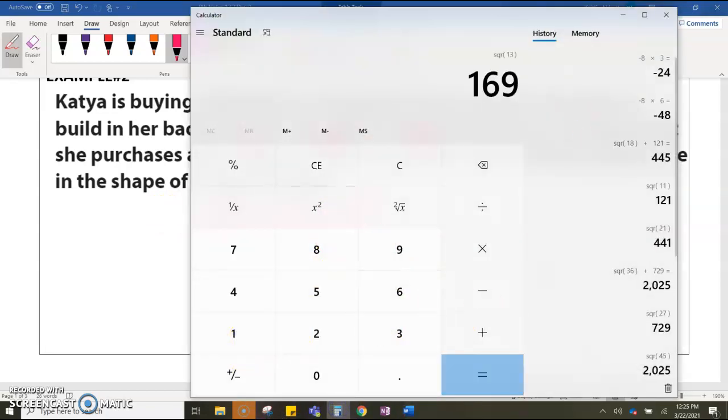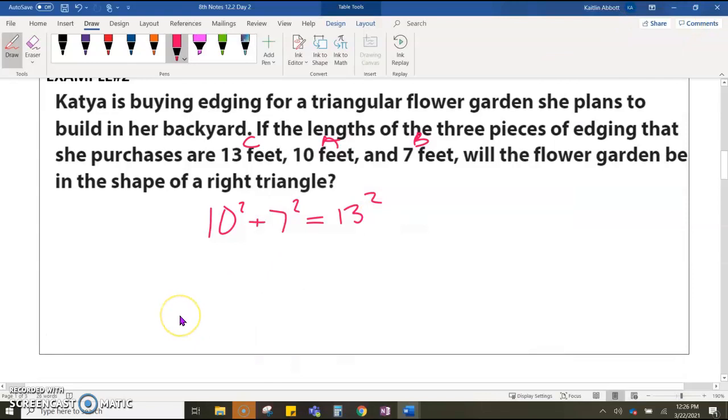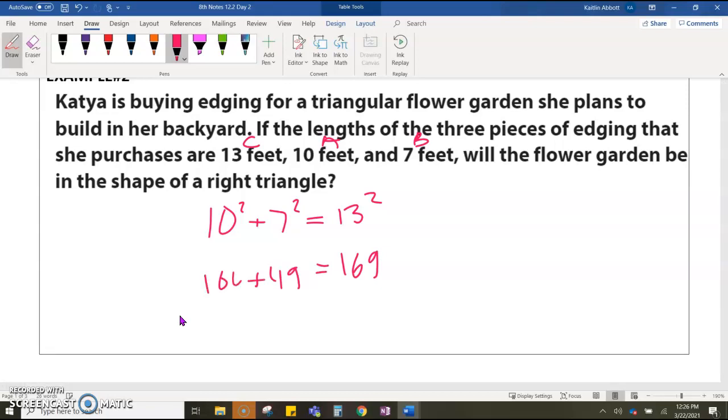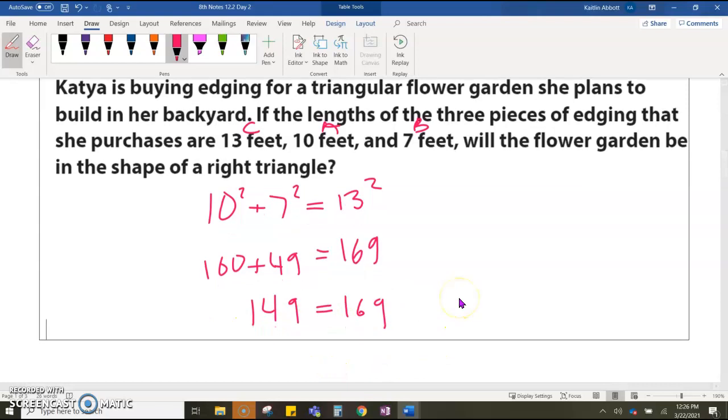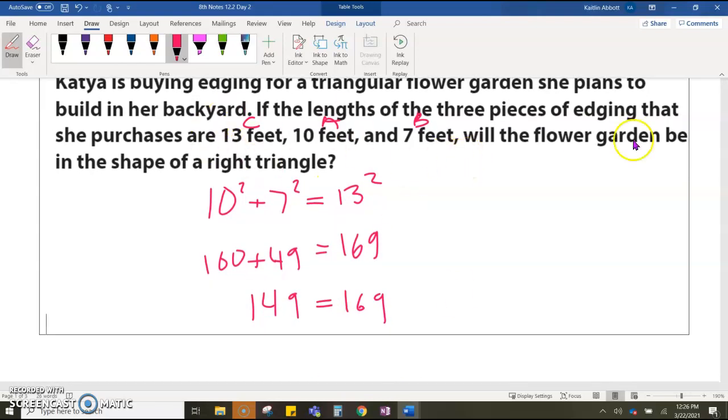13 squared is 169. 169 equals 7 times 7 is 49, plus 10 times 10 is 100. So 100 plus 49 is 149 equals 169. Are they the same? No, they do not equal each other. So the answer to the question, will the flower garden be in the shape of a right triangle? Answer is no.